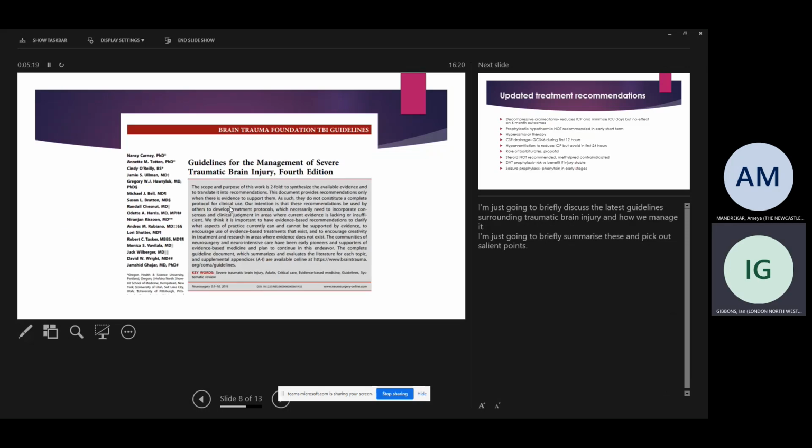I'm just going to focus on this paper, which is readily available over the internet. It's looking at the most updated guidelines for the management of severe traumatic brain injury. It's obviously quite a dense document, but I'll focus on some of the key points, picking out some of the things that have changed that people possibly didn't know.